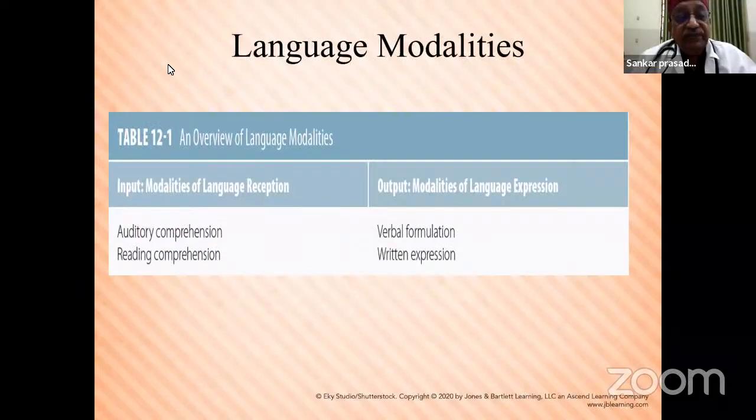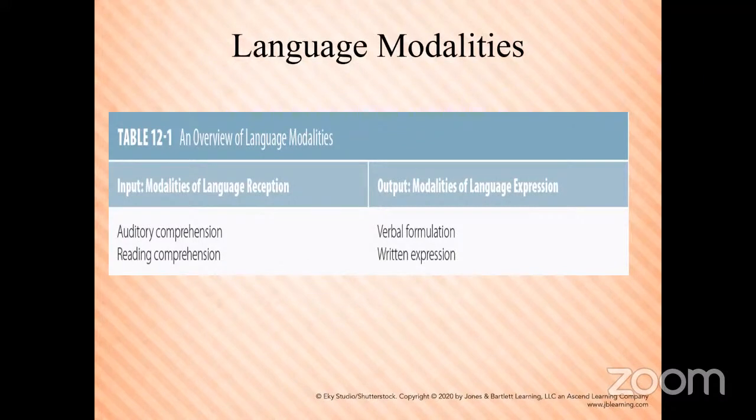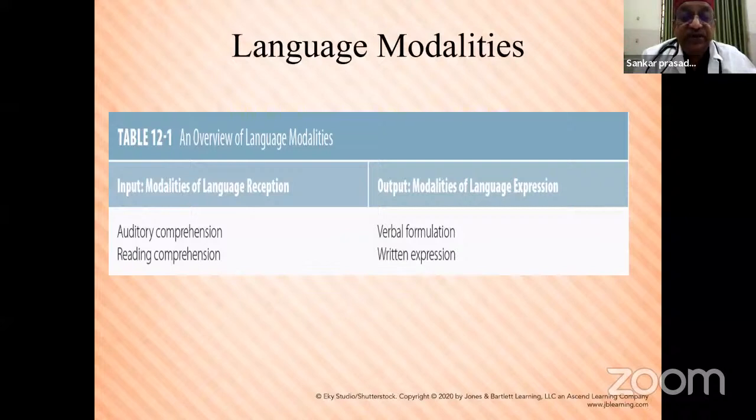Are you all there? Are you able to see? Yes, sir. Yeah. So verbal formulation and written expression is one of them. So you have to test the writing also. Write the names of the objects. You show the objects so that they have to write them. There are many objects which you can show and ask them to write, and test. So this is also an important part of language.